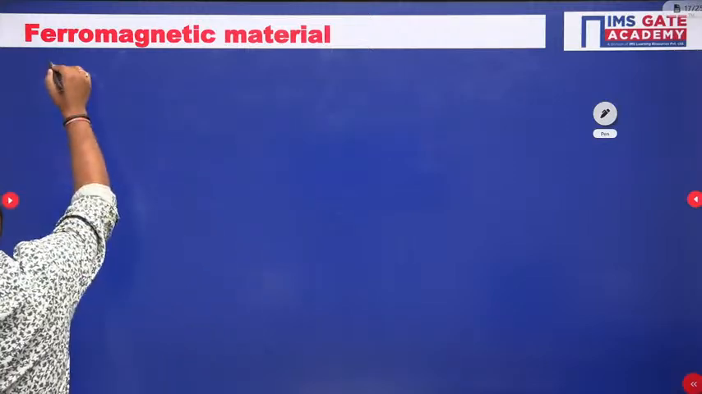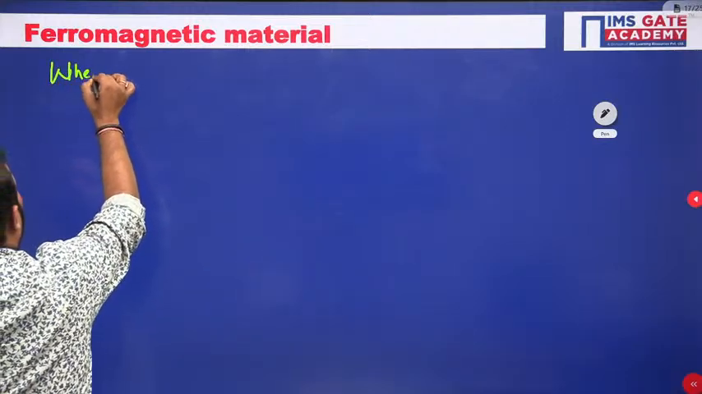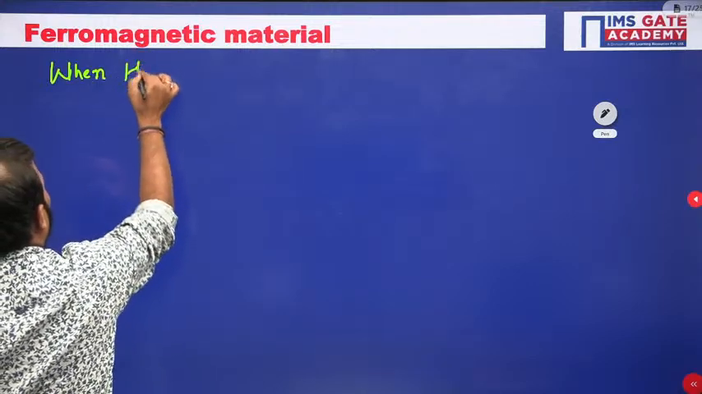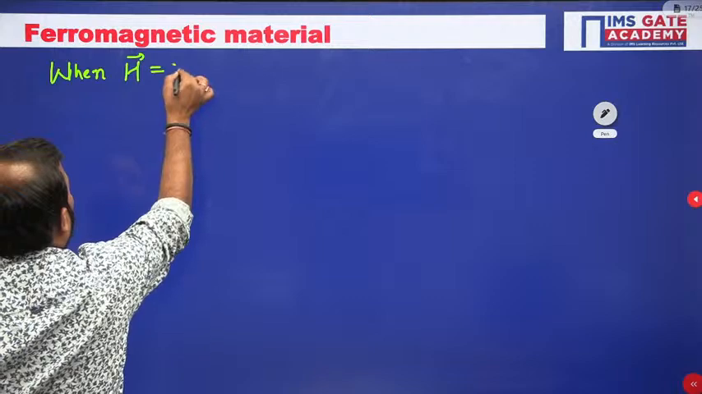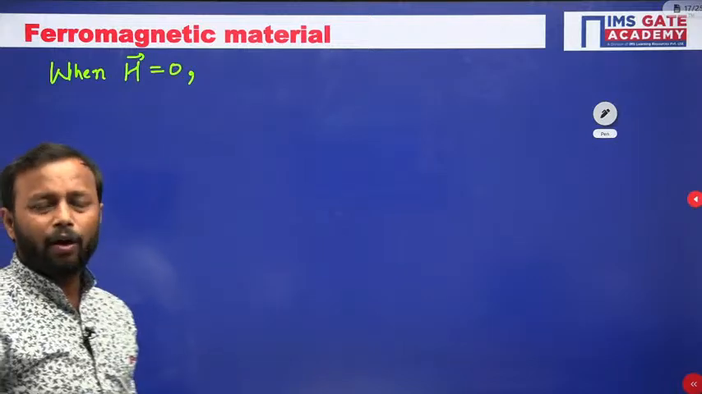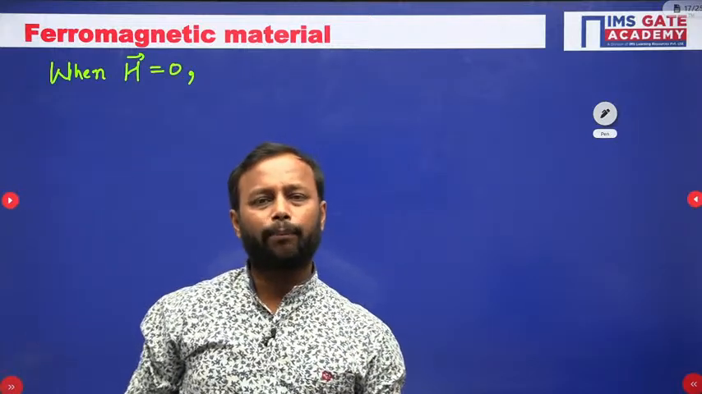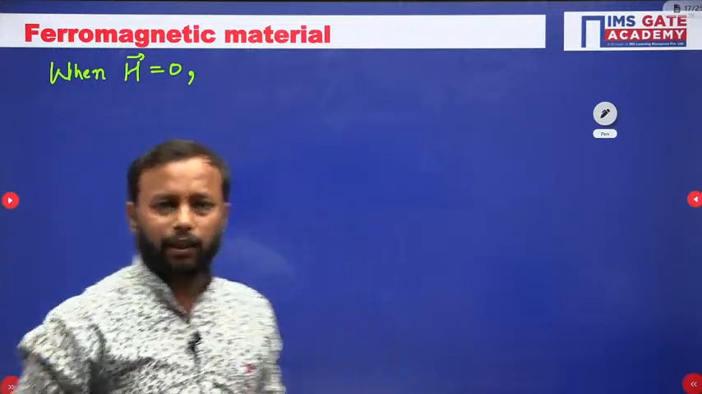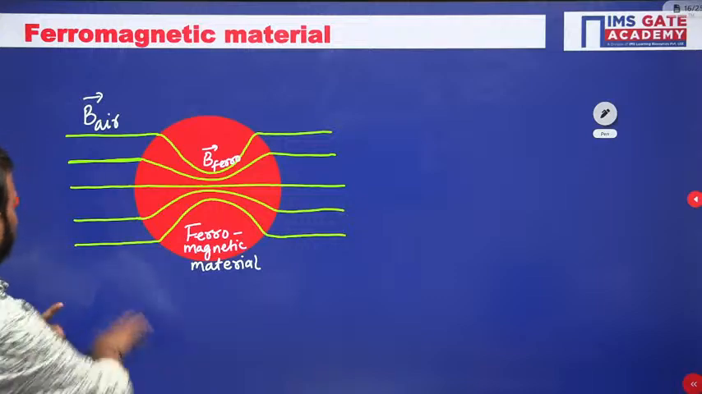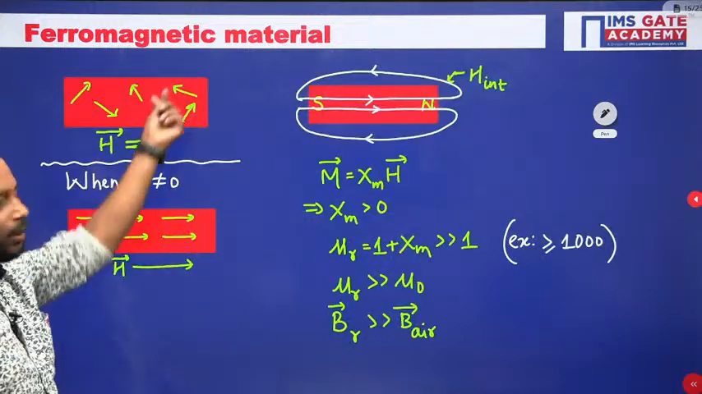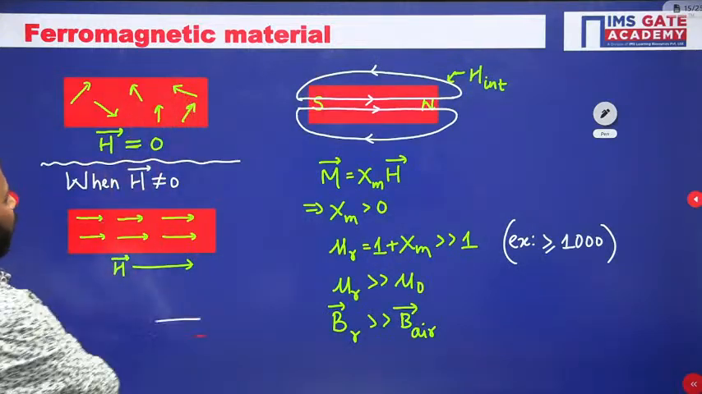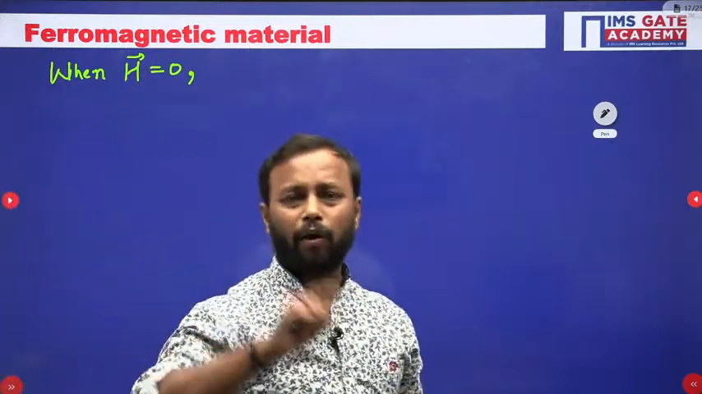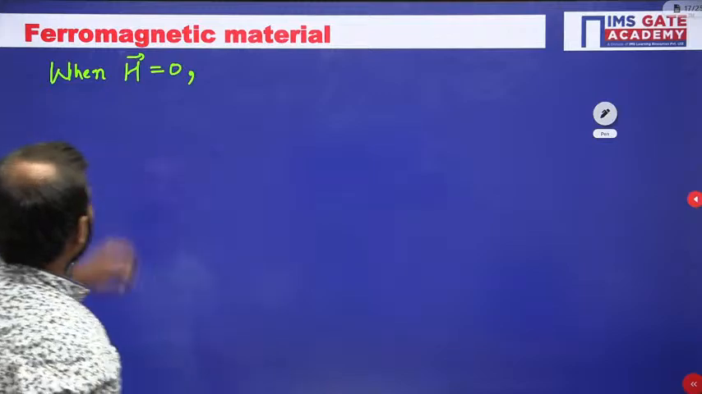So look at here. When magnetic field intensity becomes 0, ideally what has to happen to the dipole? It has to be non-aligned with each other. देखो ये क्या हो गया? Alignment. These are aligned. This is non-aligned. So when H is 0, then ideally dipoles have to be non-aligned with respect to each other. But what is going to happen?